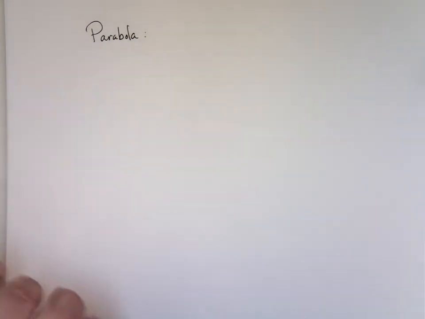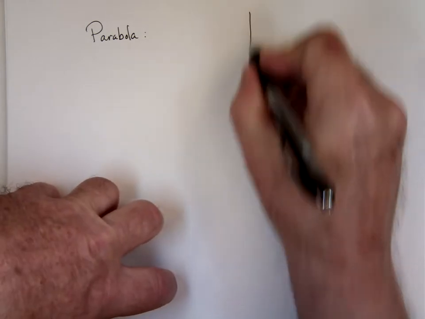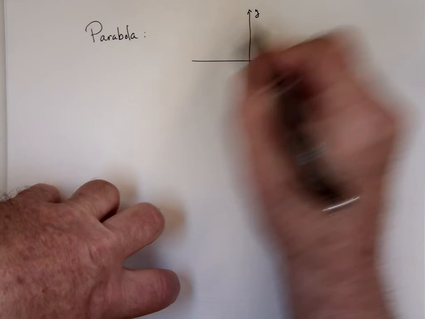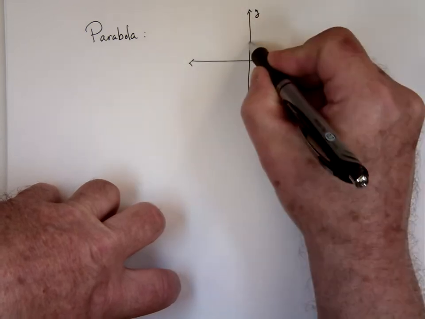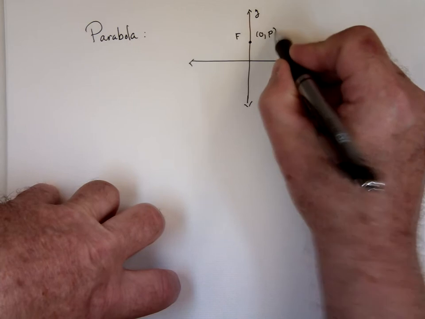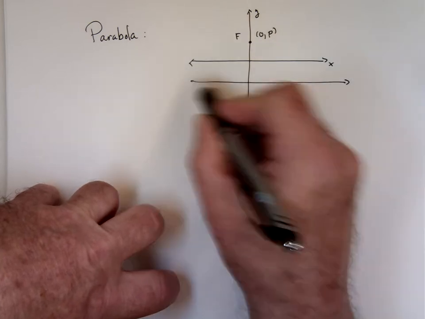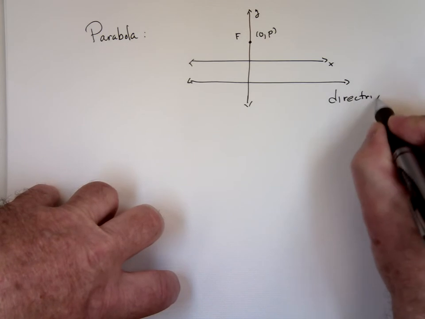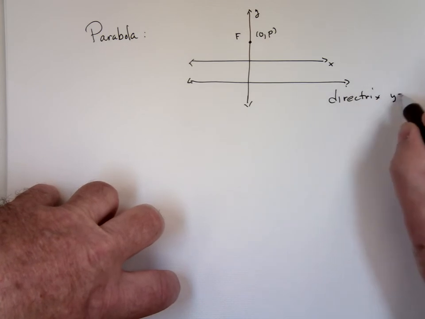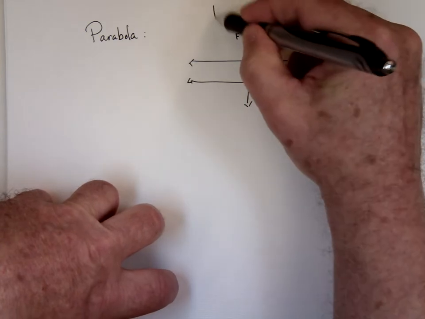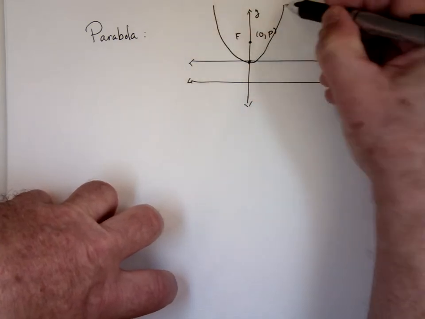All right, we defined a parabola to be that set of points in a plane equidistant between a given point called the focus and a line called the directrix. That set of points will describe a parabola. Okay.